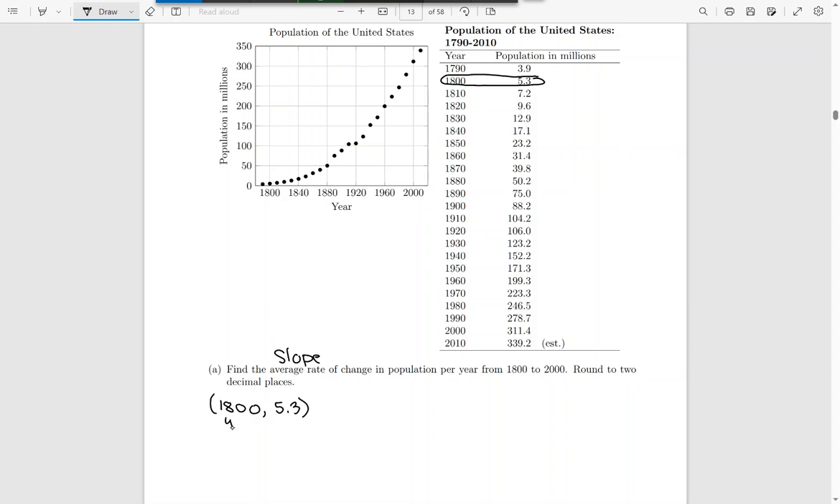All right, so this is in years. This is population in millions, or millions of people. And then do the same thing for the other data point that they want, the year 2000. So I circle 2000 and use that point. And again, it's year versus the other number, in this case population.